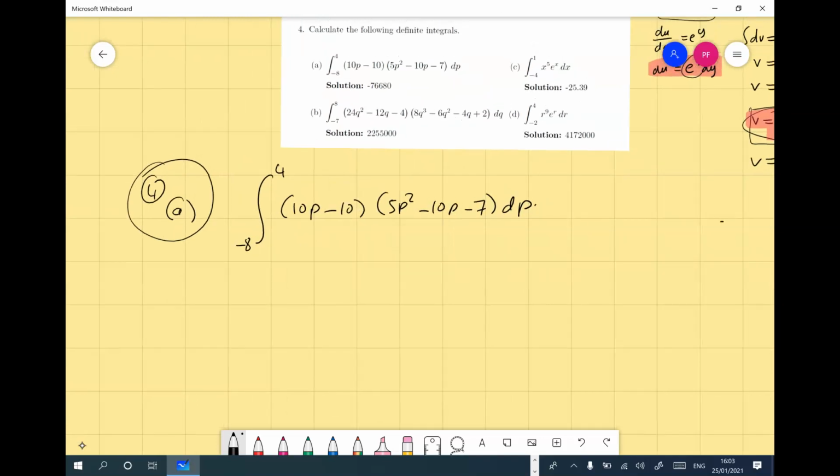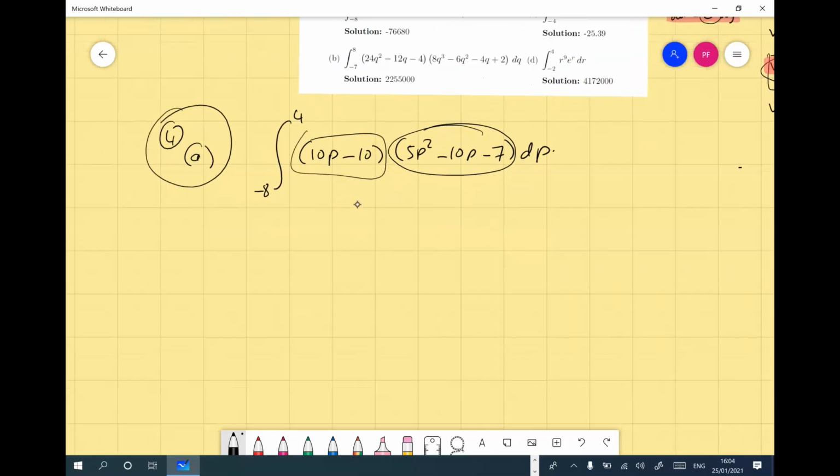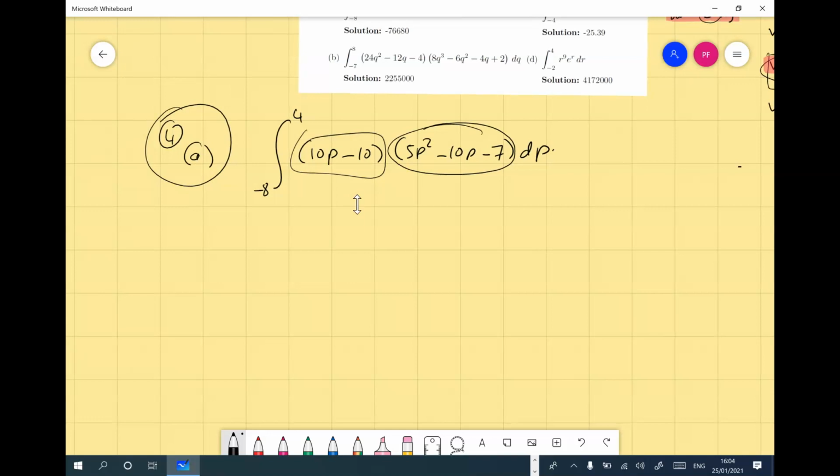But we can clearly see that if I differentiated this, I get 2 times 5 is 10, and the differential of minus 10p is minus 10. I get this piece here. So while it's on the parts sheet, it's clearly a substitution question.